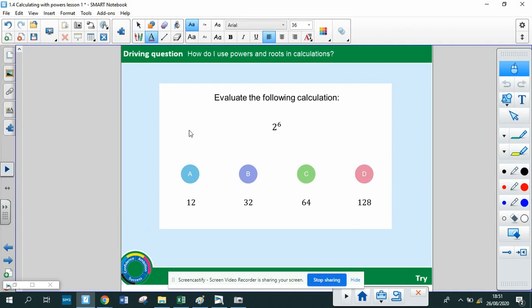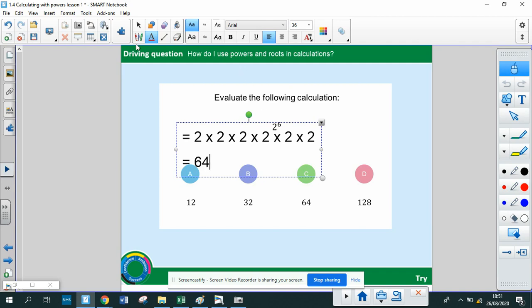2 to the power of 6. So that would be equal to 2 multiplied by 2, multiplied by 2, multiply by 2, multiply by 2, and multiply by 2. Which gives us 2 times 2 is 4, multiply by 2 again is 8, multiply by 2 again is 16, multiply by 2 again is 32, and multiply by 2 again, 64.